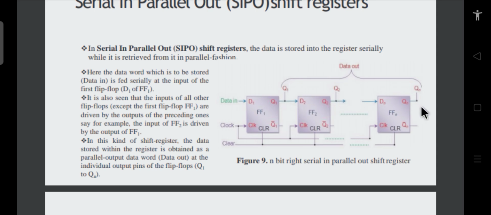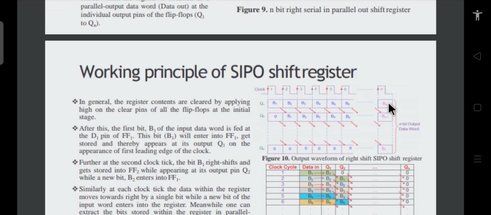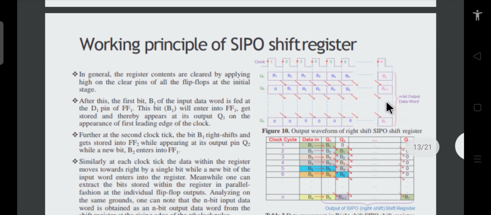If you take the output separately from each flip-flop, then the output is appearing from the flip-flops separately, not from the extreme MSB flip-flop. So it can appear separately at any instant from each of the flip-flops. That is why it is called parallel out. You are taking the output parallelly from each flip-flop. So this type of arrangement is called a serial in parallel out shift register. Again it can be in two forms, left shift or right shift, but the output will always be in parallel form.